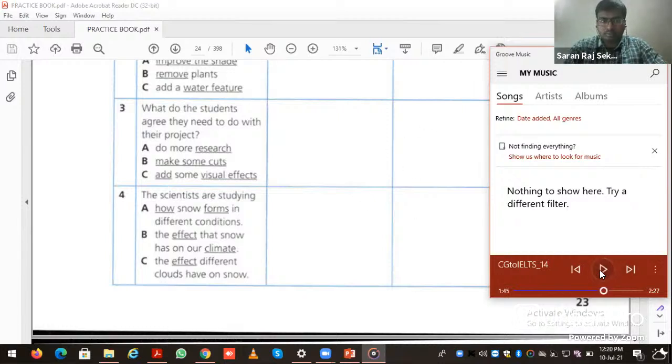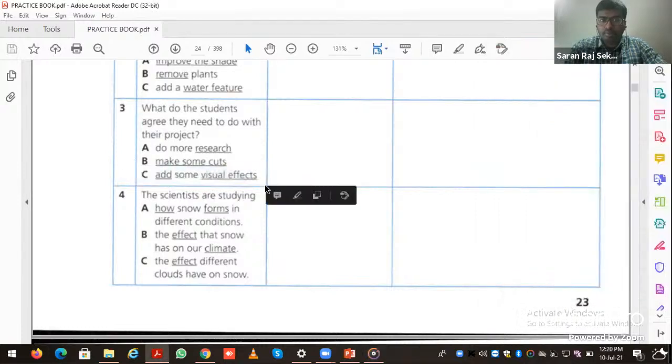So here they mention only this option, that they're gonna add some graphics. So graphics is the paraphrase of visual effects. Okay, so the answer here is C. Remember one thing, as I keep saying, the same words will not be mentioned in the audio. It will be the paraphrase or a synonym. So let's look at the fourth one.